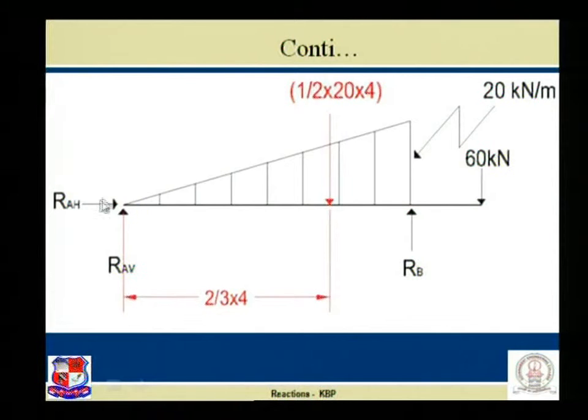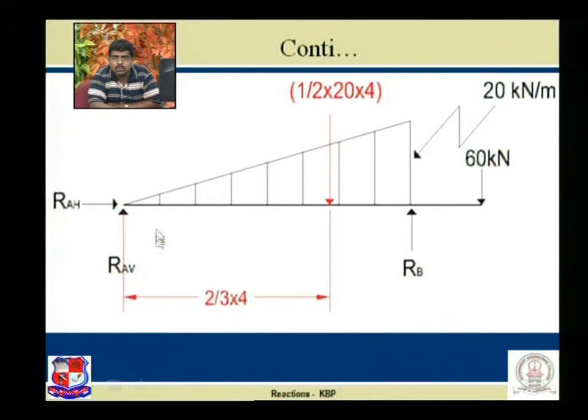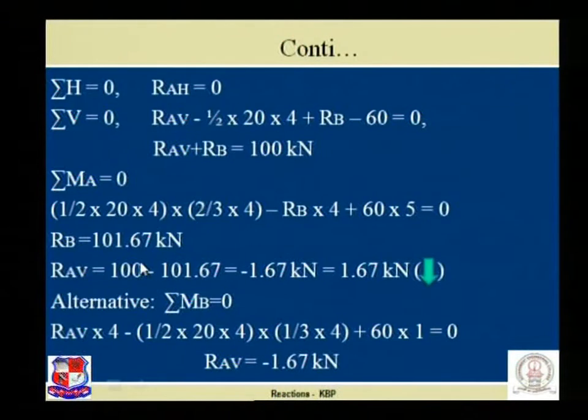The minus sign indicates that we have assumed RAV upward, which is wrong. We have to comment here that our assumed direction of RAV is wrong. RAV is actually acting downward. See over here, RAV is of downward direction.